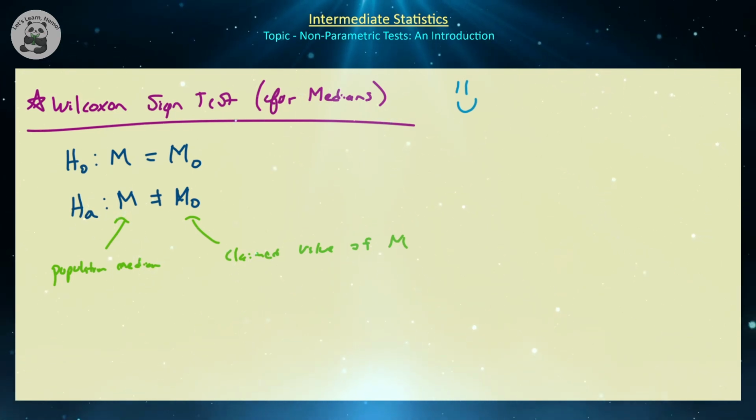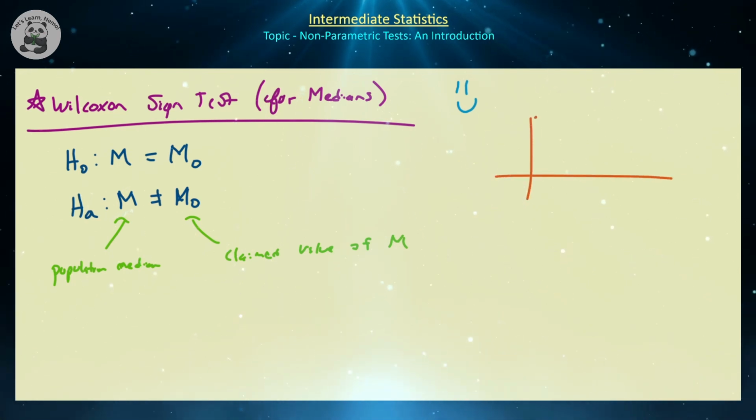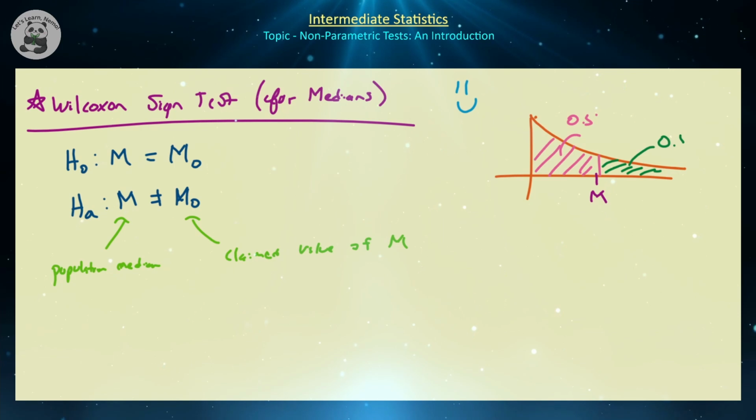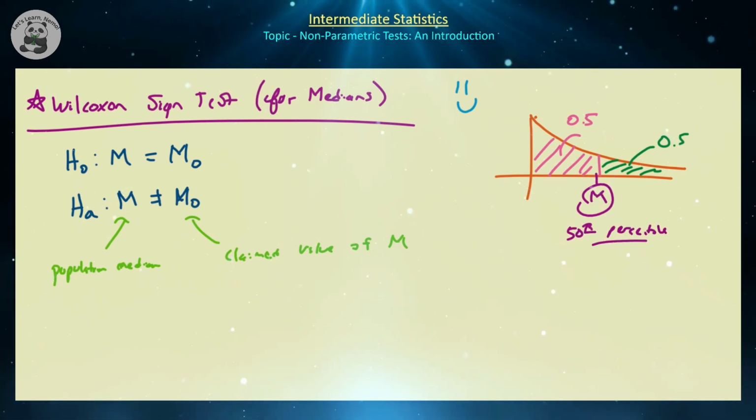So if you don't remember the median, at least from the continuous perspective, for example, if you consider an exponential distribution, the median value of a distribution is a point such that 50% of the data is to the left of that point and 50% of the data is to the right of that point. So the median, in some sense, is just a fancy way of saying the 50th percentile.